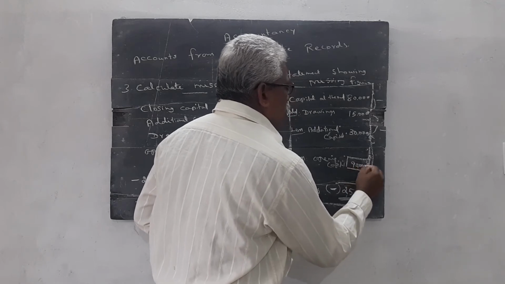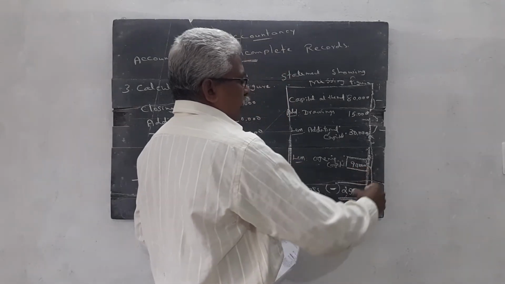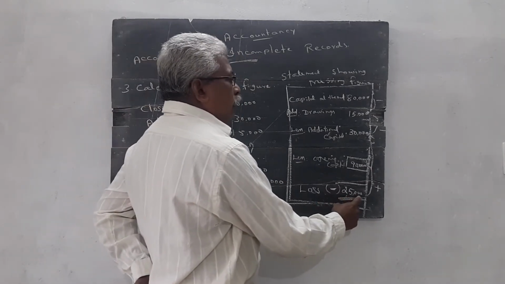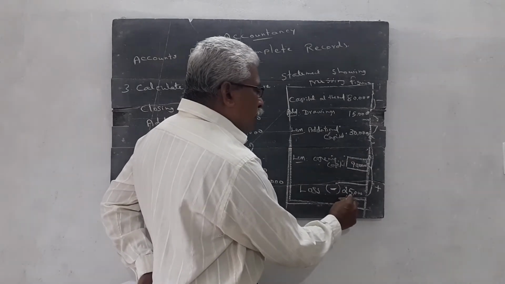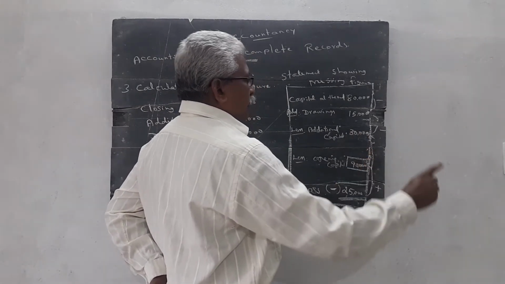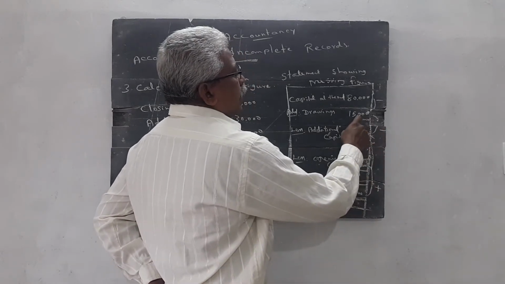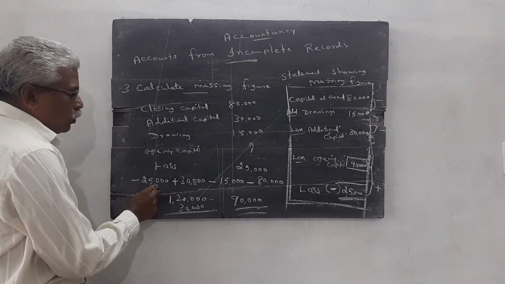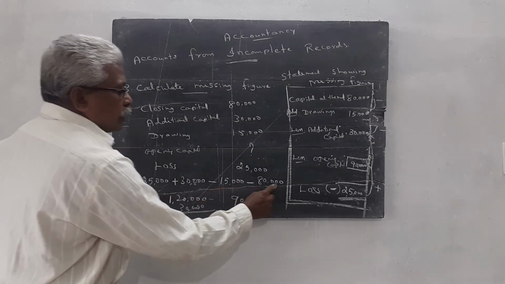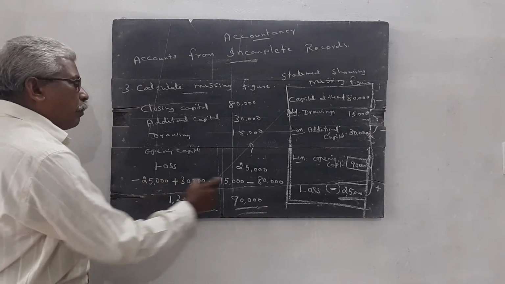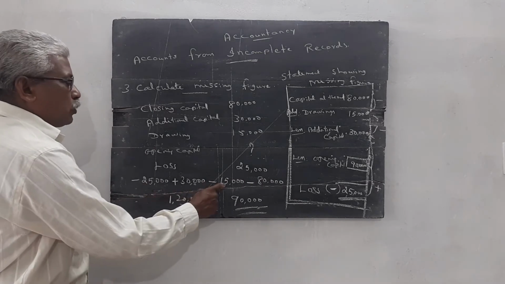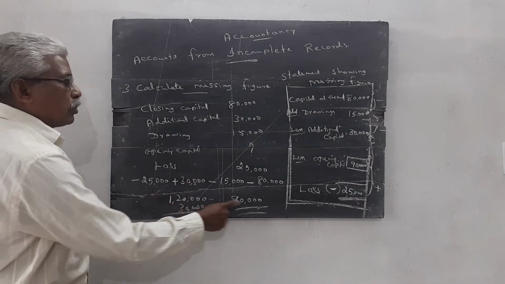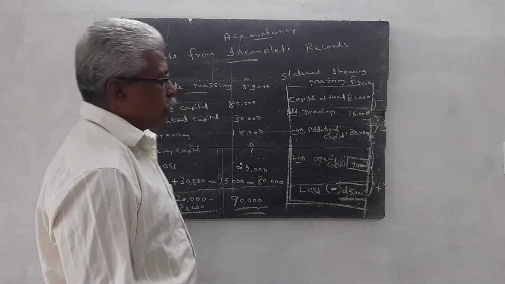Very simple procedure. If you listen carefully to this portion, we can get the answer. Minus 25,000 plus 30,000 minus 15,000 minus 80,000. That is why we have to write all the minus items first. 25,000 plus 15,000 plus 80,000 is equal to 1,20,000, minus 30,000 is equal to 90,000. Here you write 90,000. Simple method.